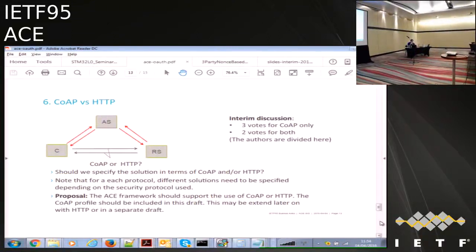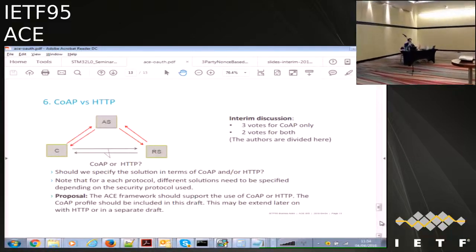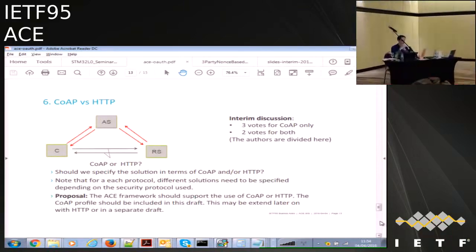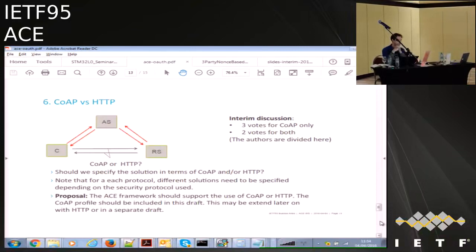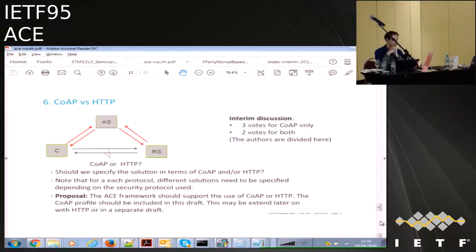Okay, this is also a difficult one. It's difficult because CoAP versus HTTP is not just CoAP and HTTP, because there are also other protocols. And also it's not just between the client and the resource server, but it could also be between the client and the authorization server. So that makes it a somewhat difficult question to ask. But we don't really care, do we, about client to authorization server? This question, at least the one I formulated, was in terms of what is between client and resource server.